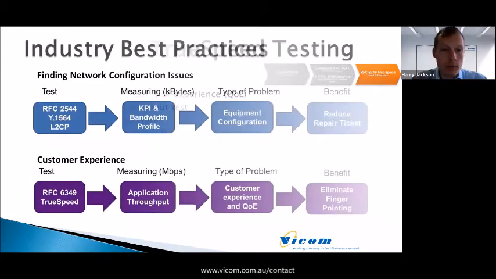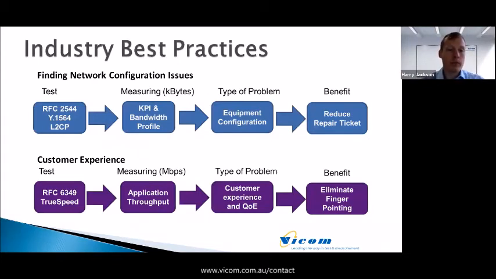So when we're talking about industry best practices, what does that mean? Well, when we're looking for network configuration issues, the tests that we want to undertake are the RFC2544 and Y.1564, once again depending on if it's a single service or a multiple service link. What we're going to be looking at is measuring those KPIs that we talked about. And the types of problems you're going to identify with your RFC2544 test or Y.1564 test have to do with your physical equipment configuration issues. The reason you want to undertake these tests primarily is to reduce the number of issues you have in your network and reduce the number of repair tickets you have.